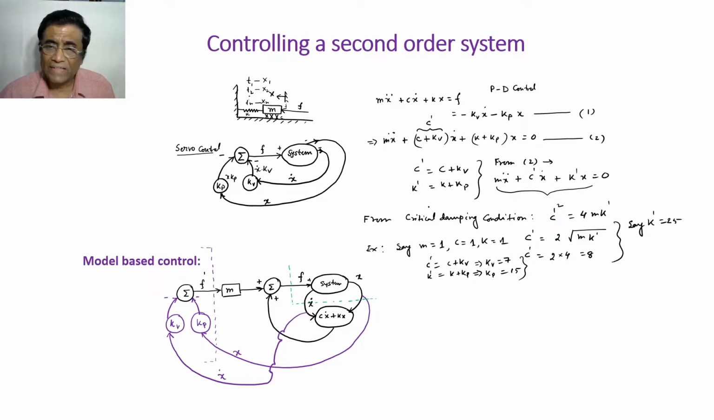But one bad thing about this controller is that the control gain parameters are clubbed here. They are an integral part of the system. So C prime contains a system parameter C and a gain parameter Kv, and K prime contains a system parameter K and a gain parameter Kp. So you are designing Kp, Kv, but they are clubbed with system parameters. So what is the problem?